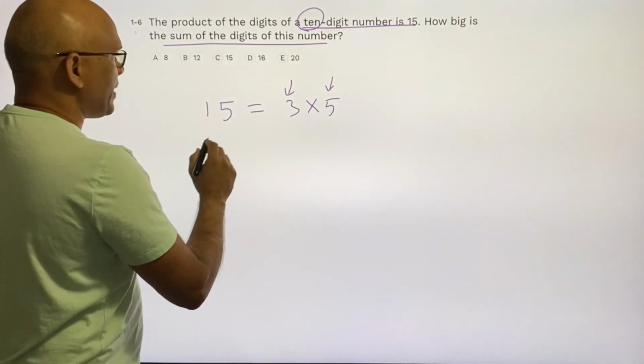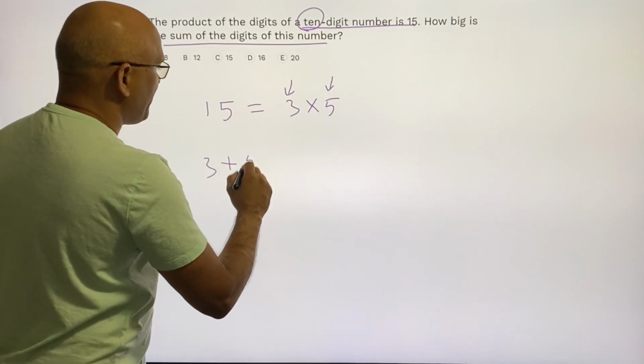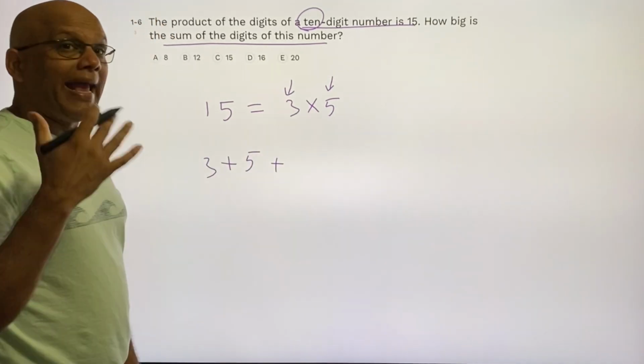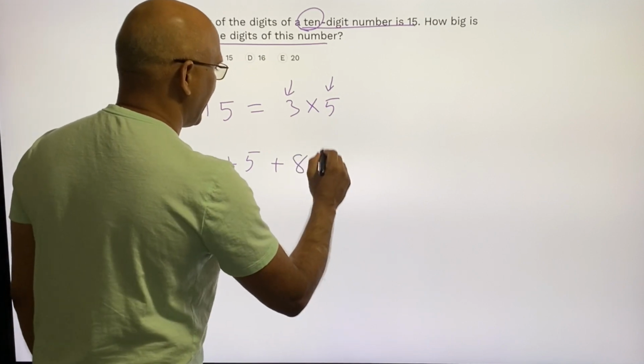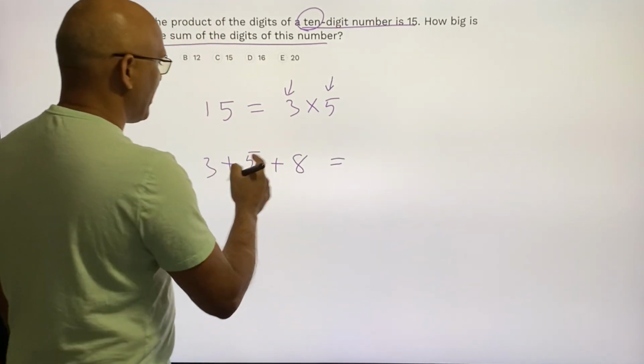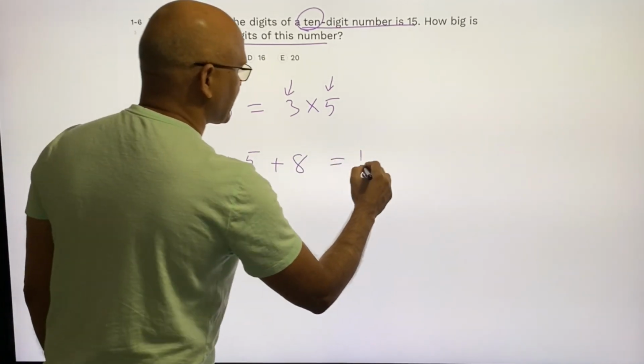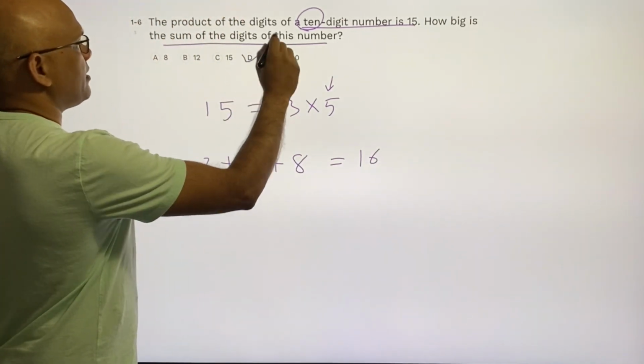So then the sum is 3 plus 5 plus there are 8 ones, right? So that is 8. So this is going to be 5 plus 3 is 8, plus 8 is 16, right? Then D is the correct choice.